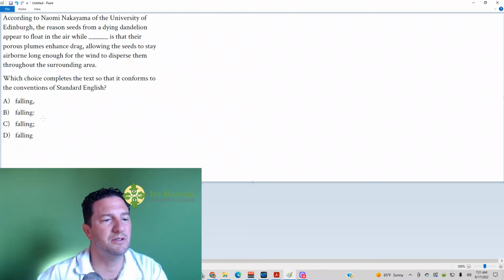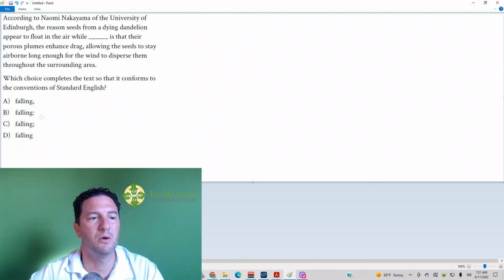So as soon as you see, notice answer choice B and C. One has a colon, one has a semicolon. Whether you're using the colon or the semicolon, you need an independent clause before it. So let's test and see if we've got an independent clause before.